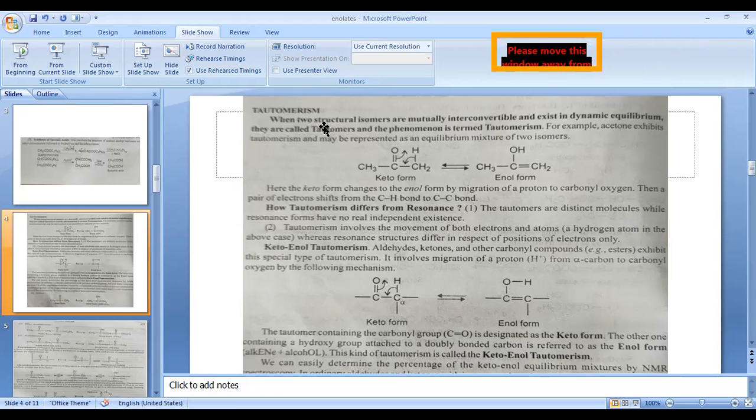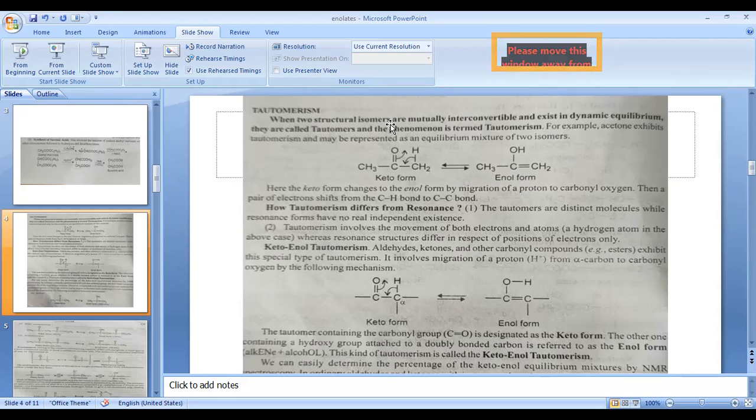So when two structural isomers are mutually interconvertible and exist in dynamic two-way equilibrium, they are called tautomers, and the phenomenon is called tautomerism. These are the two forms. This form contains the keto functional group, so it is called the keto form, and this form contains the enol functional group. En means a double bond. The double bond is here, and ol means alcoholic group, OH group. So this is called the enol form.